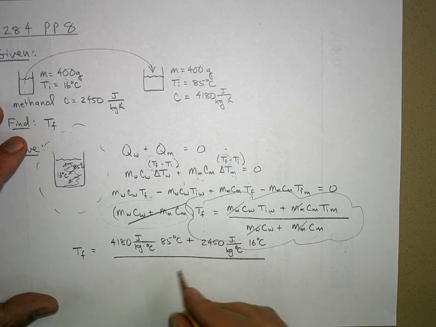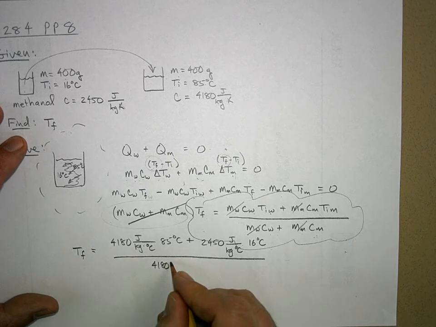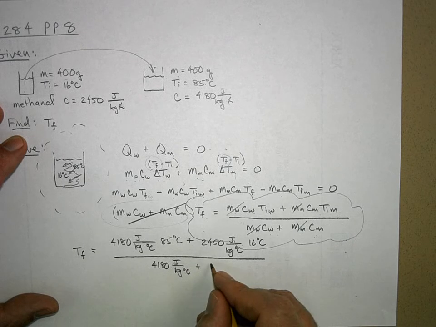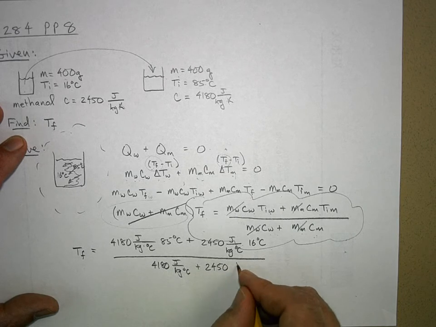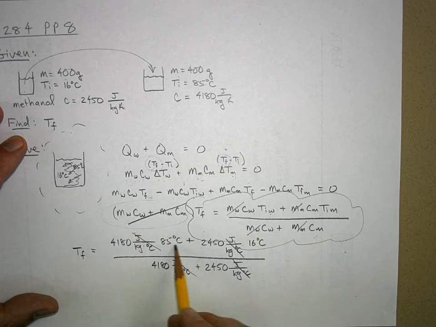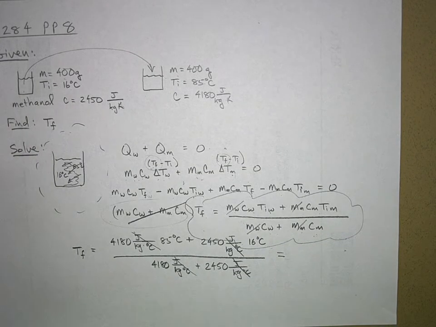And then this is just going to be, oh, I didn't even need to make that change because it's going to cancel out anyway. Notice that this whole group of units cancels out, leaving that. And when you plug that into your calculator, you get a temperature of, what was it, 59.5, I believe.